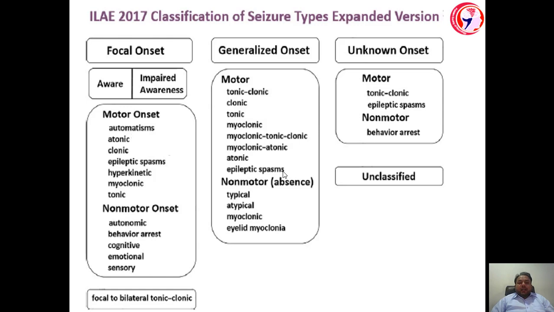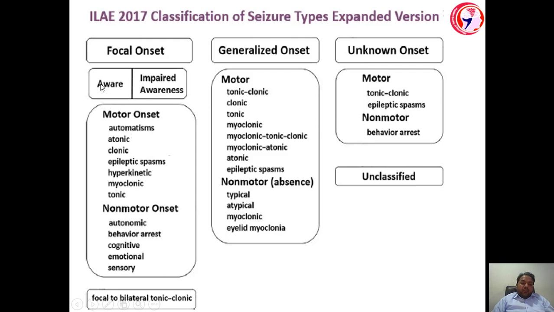This is the ILAE 2017 classification of seizure. ILAE is actually a body, the International League Against Epilepsy, that does research and proposes different criteria for epilepsy. According to this classification, the seizures could be focal onset seizures, generalized onset seizures, or unknown onset seizures. In focal onset seizures, there are 2 subclassifications.